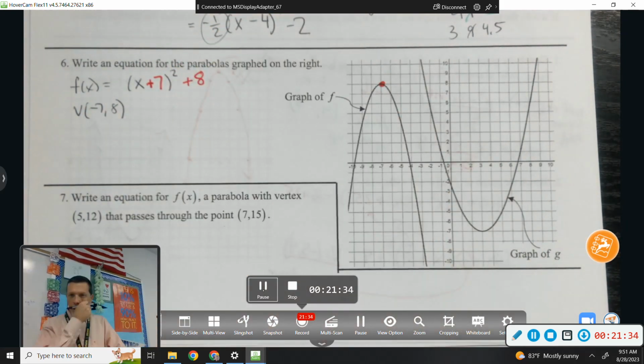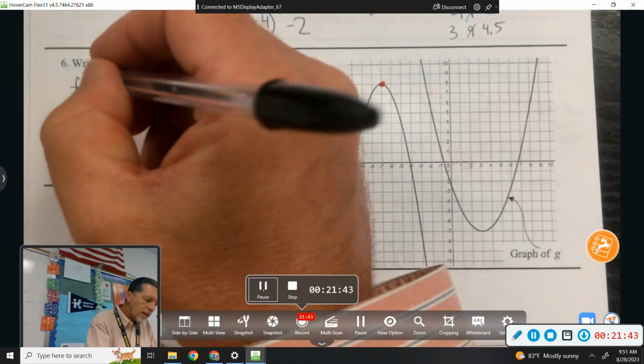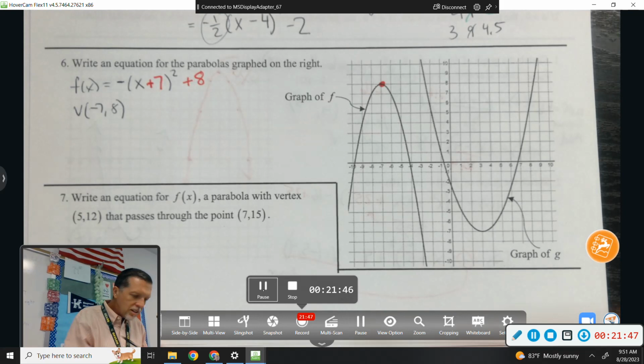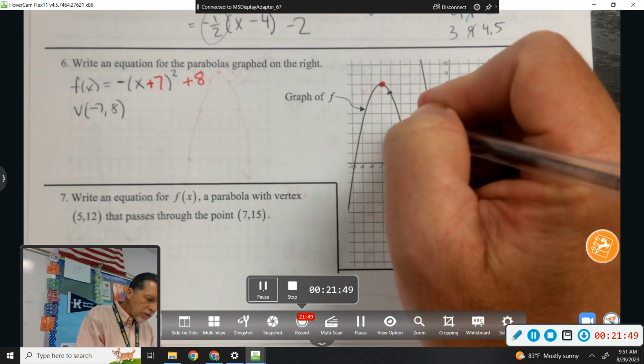And is there anything else I need to do to make that the right equation? I got the vertex. Why negative? Is it going down? And is there any stretching or squishing going on? No. 1, 1, 2, 4, so we're good on that one.